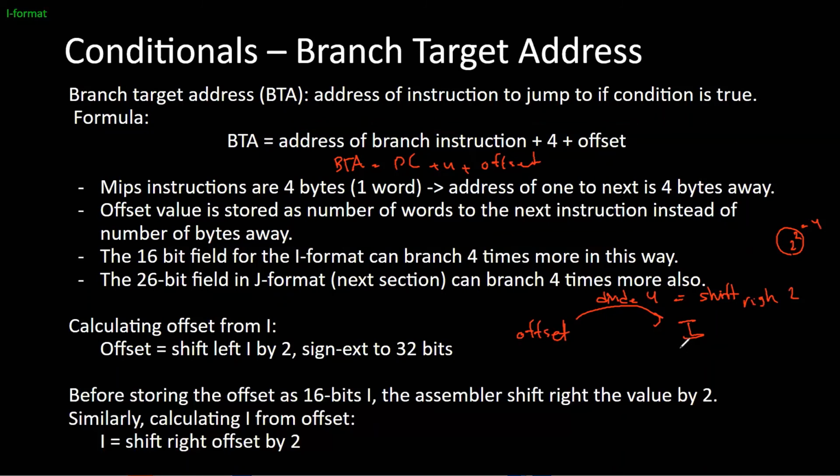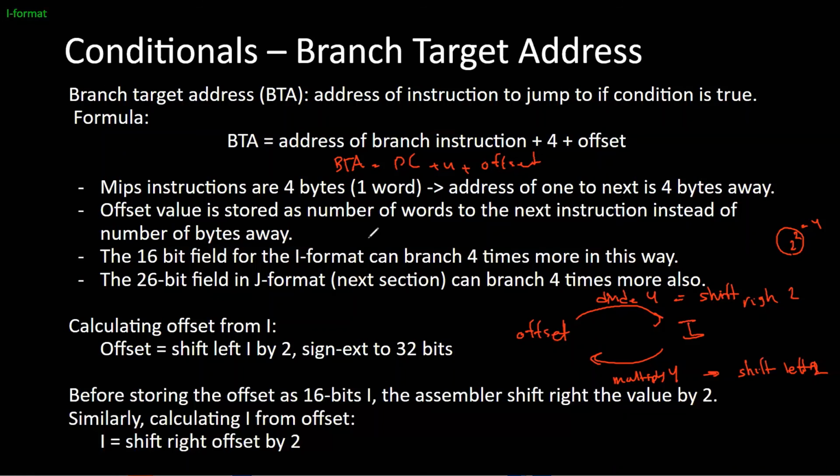If you have an I and you want to get the offset, you have to multiply by 4. And that's equal to shift left by 2.